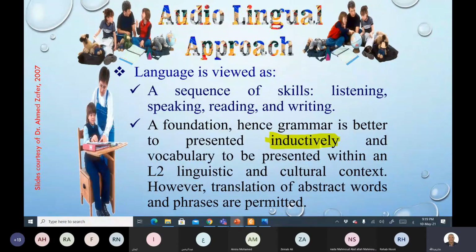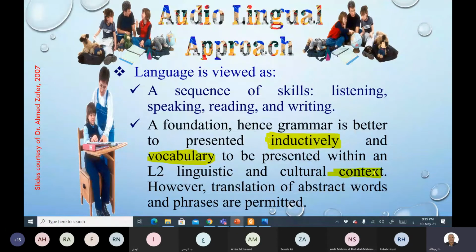give the rule, but the teacher will give different examples, and the student will try to infer the grammatical rule himself or herself. And vocabulary is not presented in lists like the grammar translation method. Vocabulary is presented in context, and the context is cultural and linguistic.